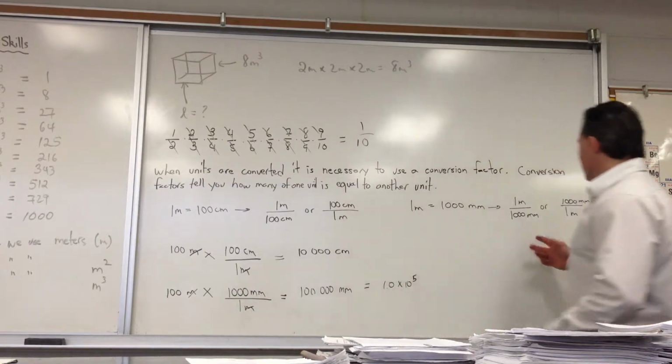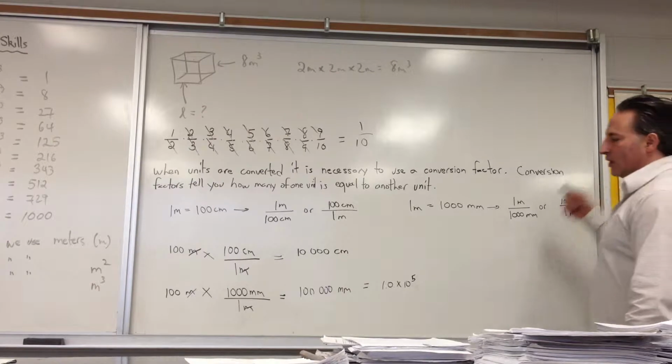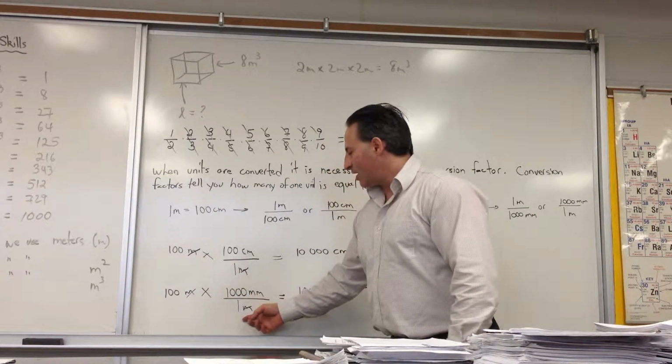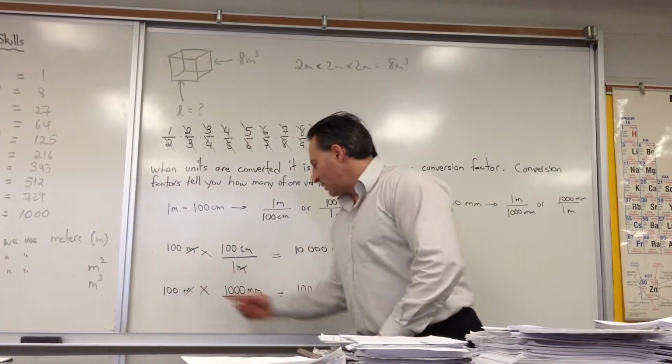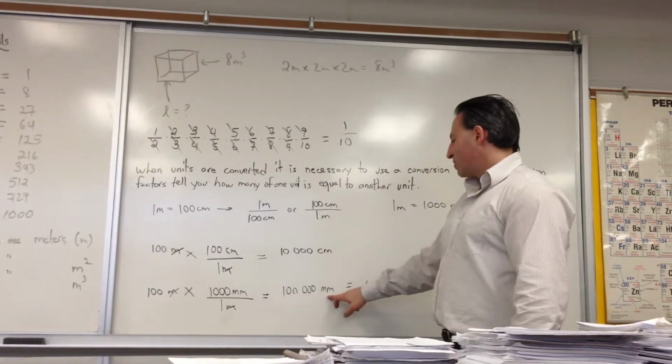Which one of the 2 do I use? The one where I put millimeters on the bottom or the one where I put millimeters on the top? Well, I'm trying to eliminate meters in the numerator, so I'm going to put meters in the denominator. That means millimeters has to be on top. 1,000 times 100 gives you 100,000. And millimeters doesn't cancel, so I transpose it over here.